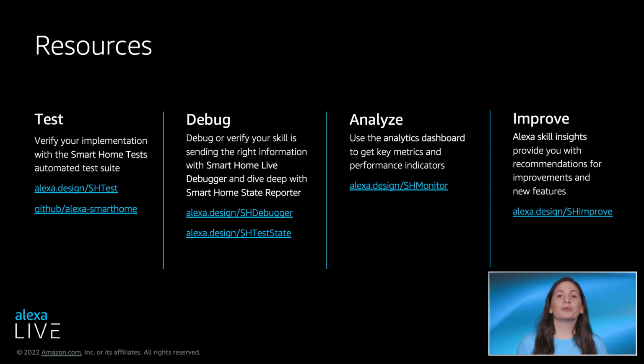You can use the Smart Home Live Debugger to verify that the messages sent to the gateway are correctly formed and report data correctly. As an additional resource, you can download code samples and schemas from the Alexa Smart Home GitHub repo. Use the Smart Home tests to verify functionalities of your devices. Use the Analytics dashboard to monitor skill usage, see what features customers use and love, and ensure that your customers aren't experiencing any interruptions. Finally, check out the Alexa Skills Insights to keep up with recommendations for improvements and new features.